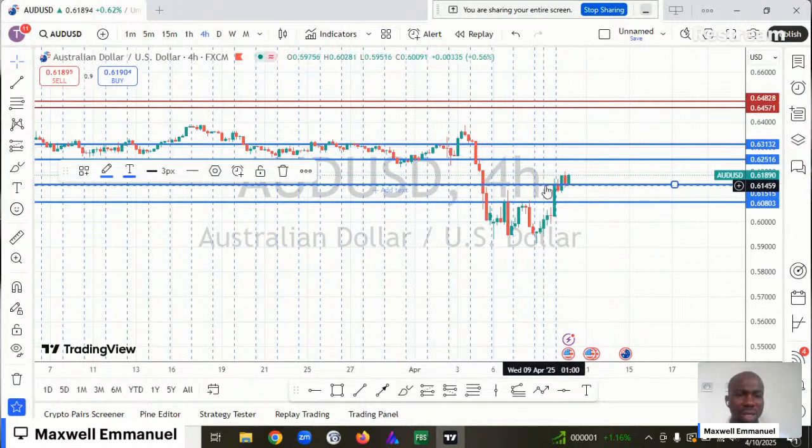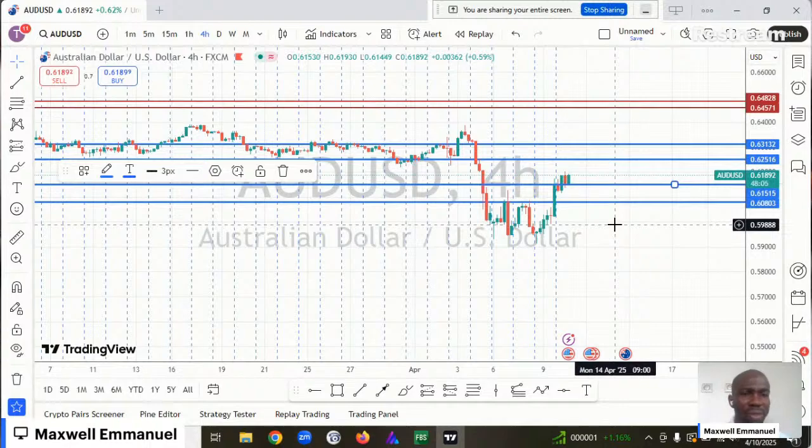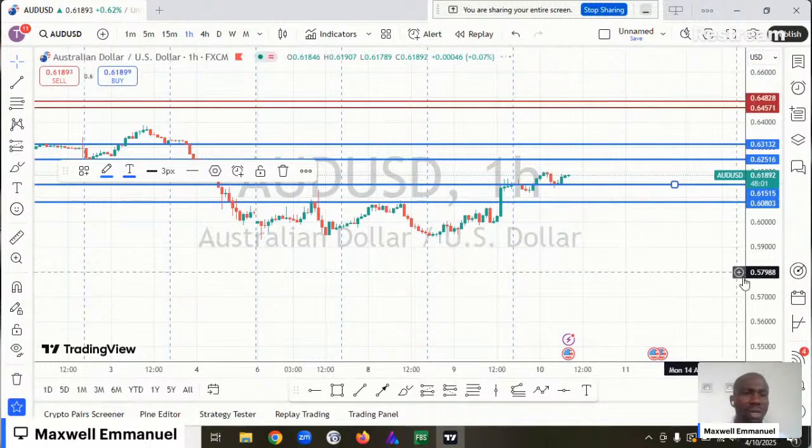Price pulled back, tested the broken resistance turned support, and you can see there's a strong rejection from that area. So it's likely Australian dollar USD would come fill this fair value gap before going bearish. That's what I see on Australian dollar USD.